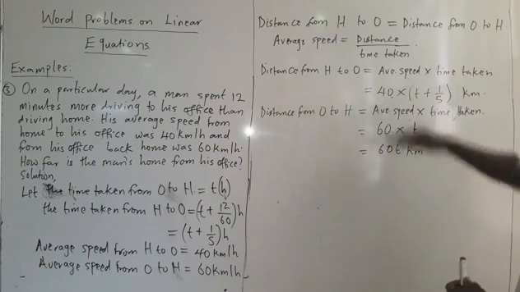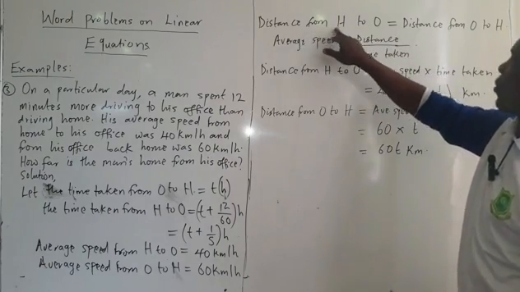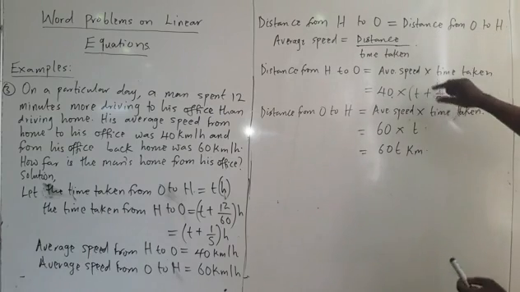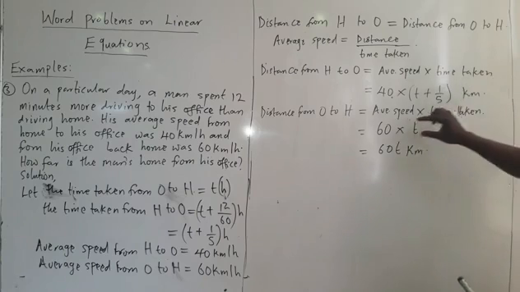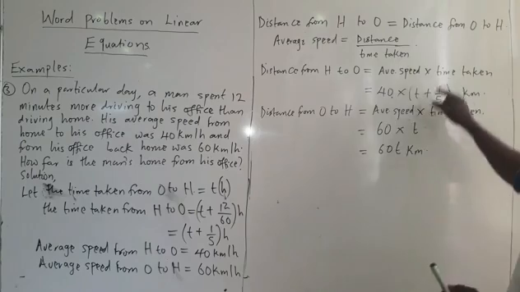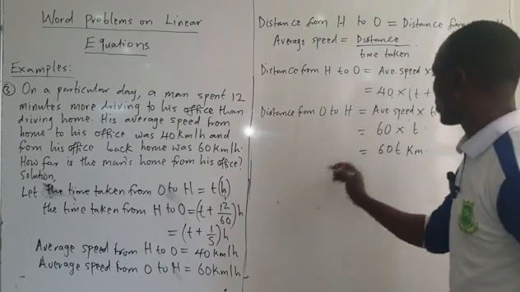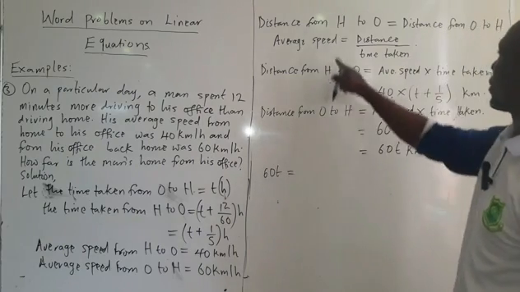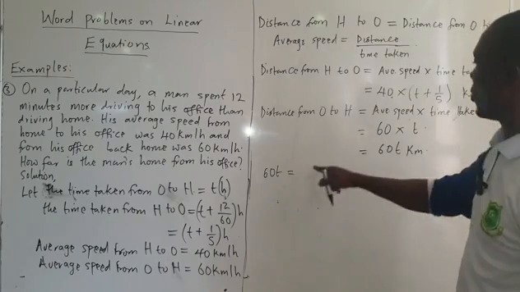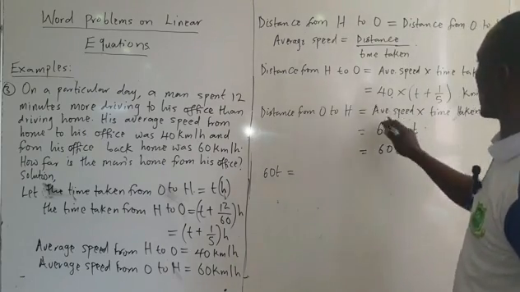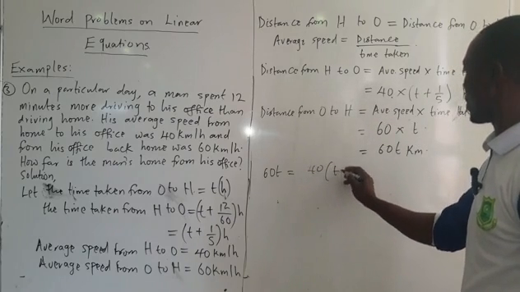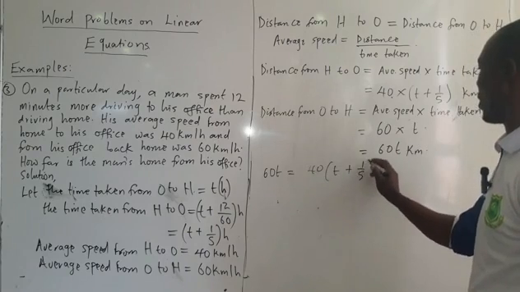So if you look at this statement here, distance from office to home is the same thing as distance from home to office. Distance from office to home is this, while home to office is this. So you just equate these two equations. So it's going to be 60T, that is distance from office to home, equals distance from home to office, that is 40 into T plus 1 over 5.